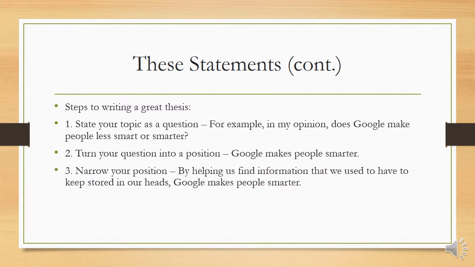Next is to narrow your position. So you ask a question, you answer the question, you come up with something more specific. Your first answer is probably going to be very broad and general, like mine. You wouldn't want to use your first answer in the actual paper. You'd want to have a more specific answer. So narrow your position. And I have an example of that here. By helping us find information that we used to have to keep stored in our heads, Google makes people smarter. That's essentially the thesis of the Smarter Than You Think article in my own words. But it's talking about memory, so it's narrowing the position to a specific focus.